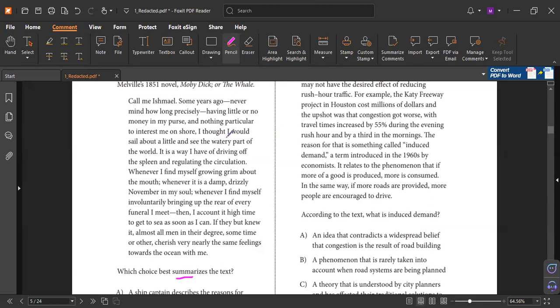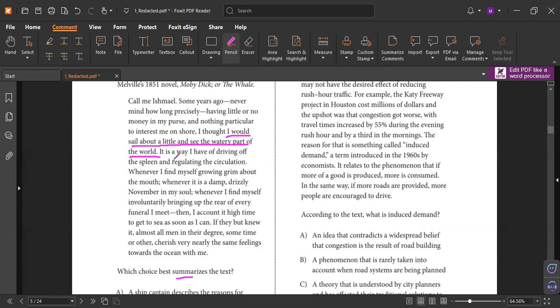Let me help. I thought I would sail about a little and see the watery part of the world. So you want to see the watery part of the world? Yes or no? Yes. It could be one offered to tell us. Do you have something else? No.